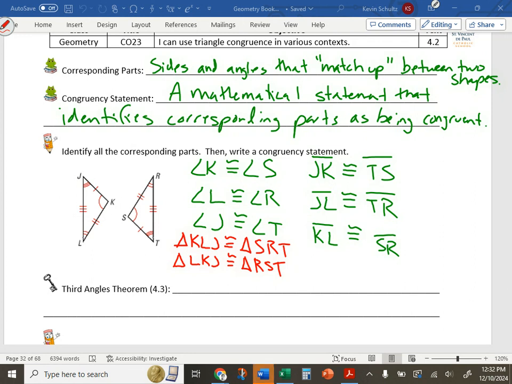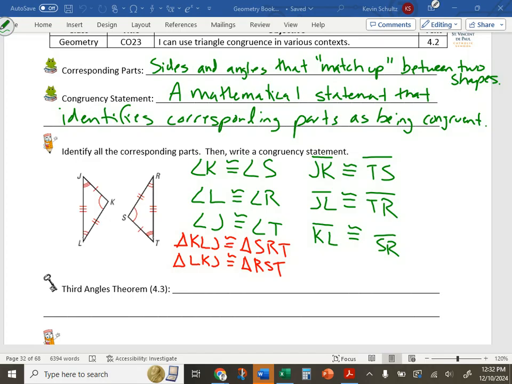And the beauty of this is that within this congruency statement, it gives you all the corresponding parts, all 6 of them. For example, K comes first, S comes first. We have K and S marked. L comes second, R comes second, L and R. J third, T third, J and T.